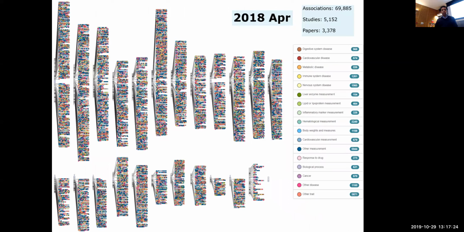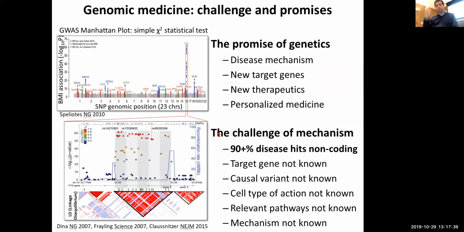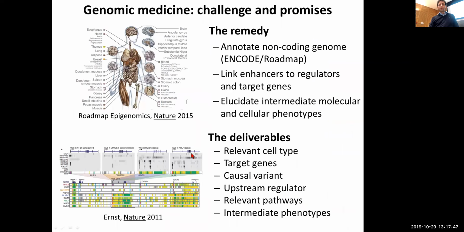So again, the challenge is humongous. Basically, we have more than 100,000 associations. When I last checked, there were 120,000 associations with complex traits, and we need to understand them. And basically what we need to do is figure out what is the target gene, what is the causal variant, what is the cell type of action, what are the relevant pathways, what are the mechanisms, okay?